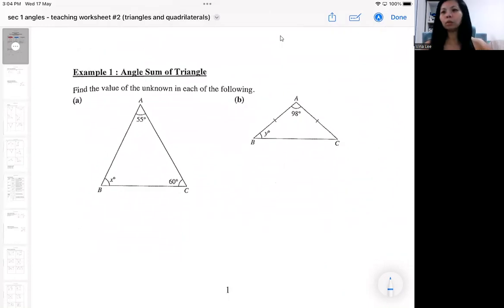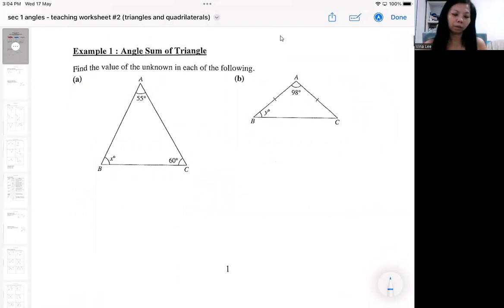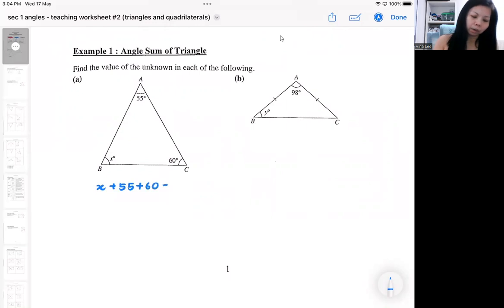Okay, so in primary school, we also know that in a triangle, it will always add up to 180 degrees. So that one is called the angle sum of triangle. So this property, the three angles in a triangle that will add up to 180, is known as the angle sum of triangle. So for example, in example 1a, I'm supposed to find x in the triangle. So you will need to understand that the three angles will add up to 180 degrees, and the property will be angle sum of triangle.